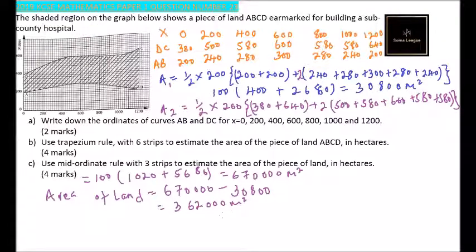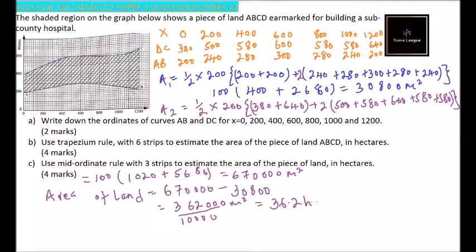Since we are told to express in hectares, to make these hectares, we divide by 10,000. So we divide by 10,000, and you'll be able to get the area is 36.2 hectares. So that is the area when we use the trapezium method.